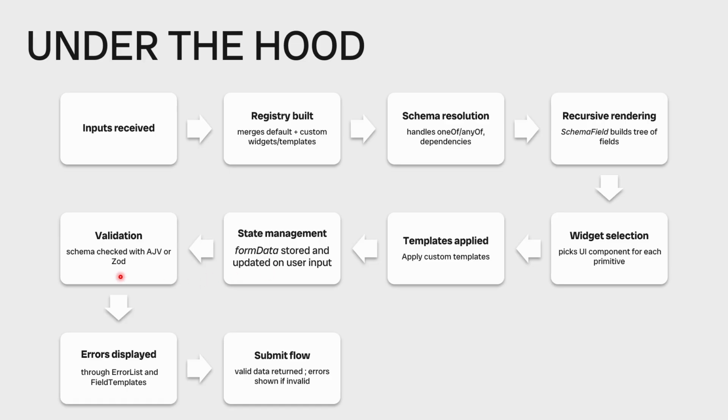Validation. A validator checks the formData against the JSON schema. If the validation fails, errors are shown using the field template. Lastly, on submission, RJSF validates the data one last time. If it is valid, it calls onSubmit with the form data. If it's not, errors are displayed for correction.